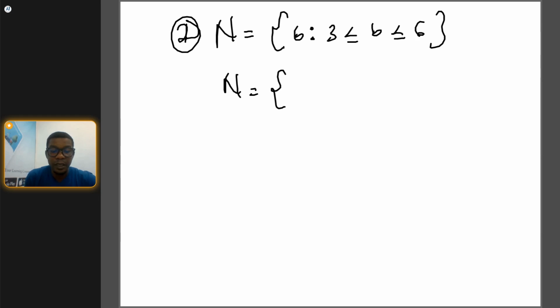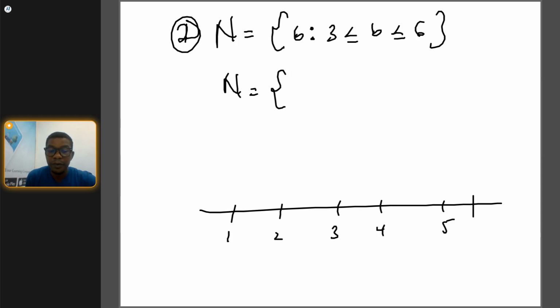So we can still make use of a number line so you can understand better. Okay, let me start from 1, 2, 3, 4, 5, 6. Just let me include 7. So what we have to do to know the elements, locate where you have 3 on your number line. This is 3. And locate where you have what? 6 on your number line. This is 6. So draw a line to connect them together.